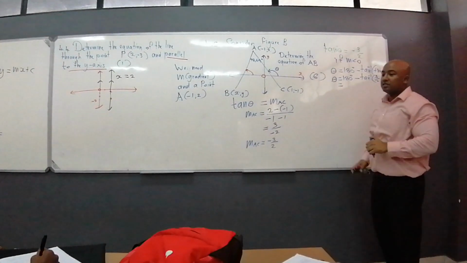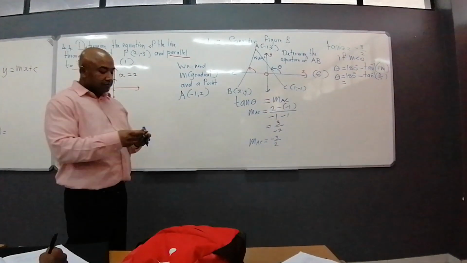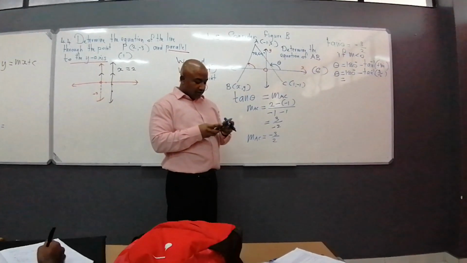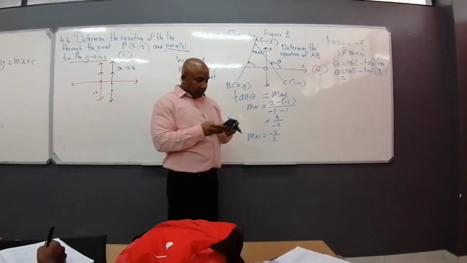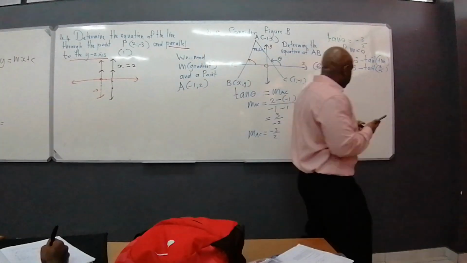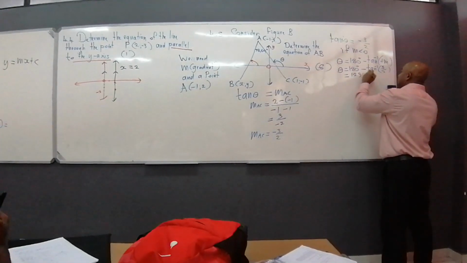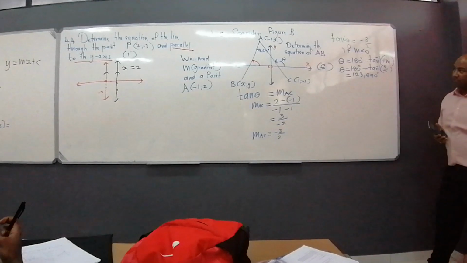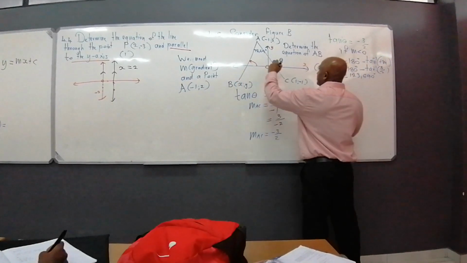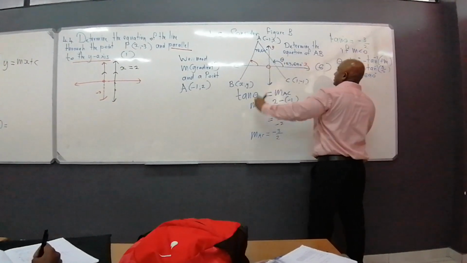Let's work it out on the calculator. Make sure your calculator is in degrees. So that's 180 minus inverse tan, 3 over 2, which is equal to 123.690.